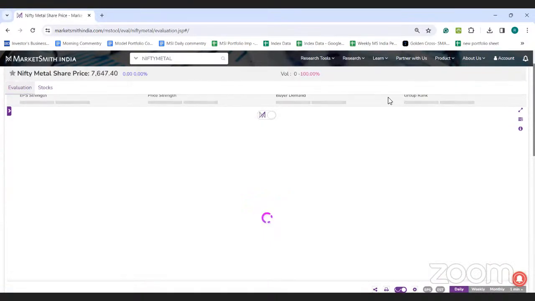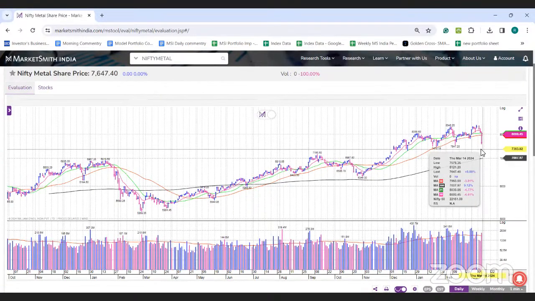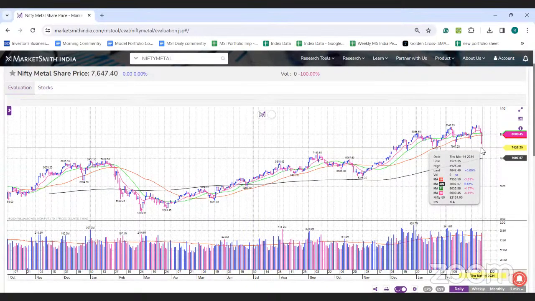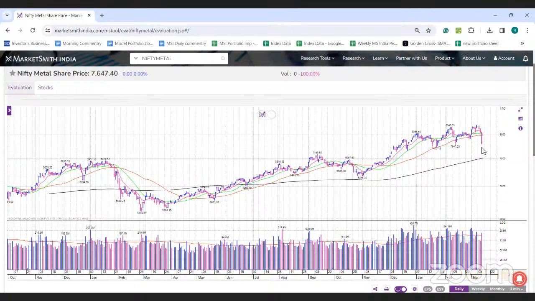Look at the metal stocks. Here the reversal was sharp today. Yesterday it was one of the top losers, more than 5%, almost 6% loss in the metal index. But today I think the reversal was also good, around 2.1% gain in the metal index.